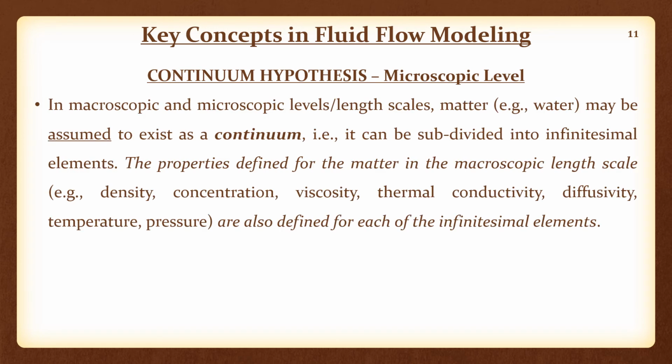Going further in the continuum perspective, in macroscopic and microscopic length scales, and here is where there is a formal definition, matter may be assumed to exist as a continuum. In other words, it can be further subdivided into infinitesimal elements, and the properties defined for the matter in the macroscopic length scale, such as density, concentration, viscosity, and so on, are also defined for each of the infinitesimal elements, and I can keep on doing it, right? I can take one infinitesimal element and divide it into further smaller elements, and the same thing would apply.